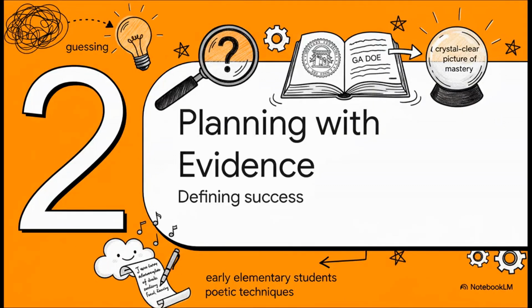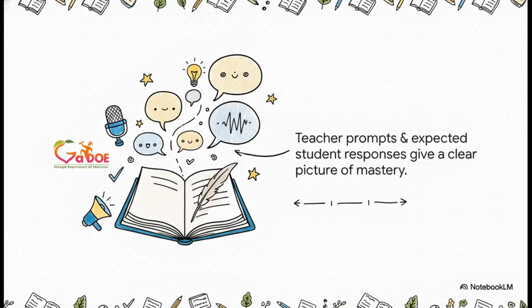So how do we actually plan for that success? The best part is, we don't have to guess. We are going to lean right on the official Georgia DOE evidence document. It gives us a crystal clear picture of what mastery is all about. Seriously, think of this document as your lesson planning cheat sheet. It literally lays out the exact prompts you can use in class and even gives you examples of what a really great student response sounds like. It's pretty much the script for success.